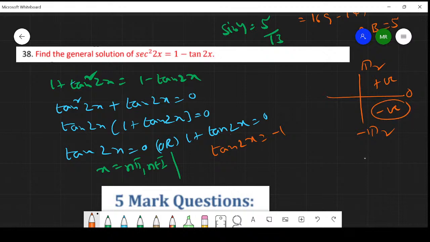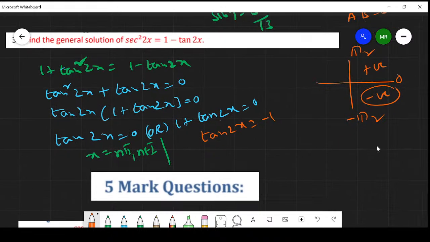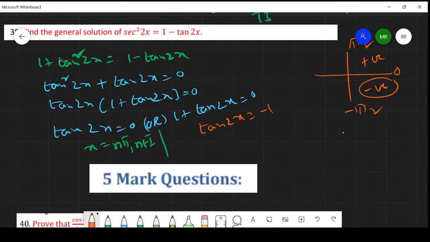Again, we know that when tan theta equal to tan alpha, I will tell you the general solution of this. So remember the general solution. When tan theta is equal to tan alpha, theta is equal to n pi plus alpha, where n belongs to I. This is the general solution. Remember that will be the general solution. To understand, I have done this.